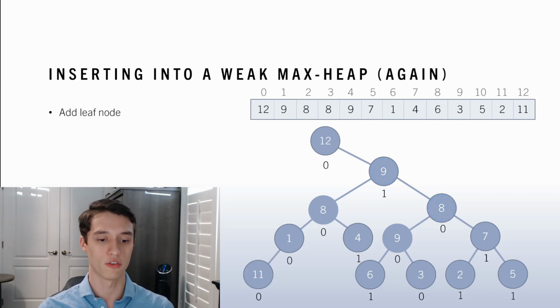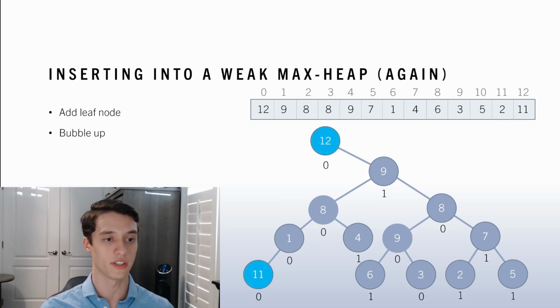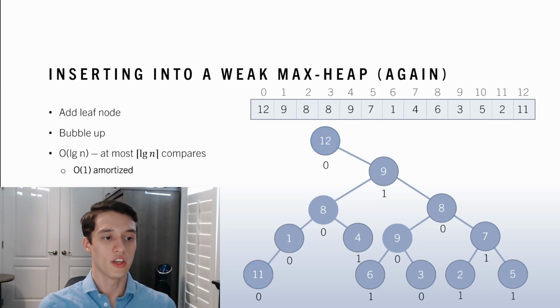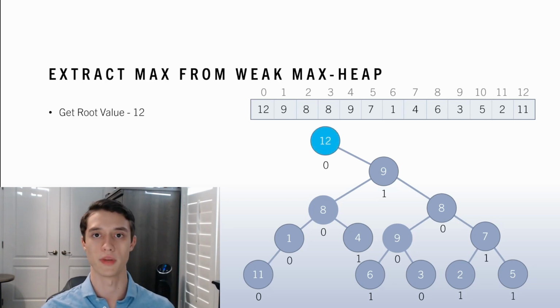Let's try it again, right? So we're going to add an 11 down there, and we want to compare with this distinguished ancestor as we go, instead of just the parent. So we're going to bubble up, try 11 and 12, we can't do that, and that's all. So this is order 1 amortized, but at most the ceiling of log base 2 n compares.